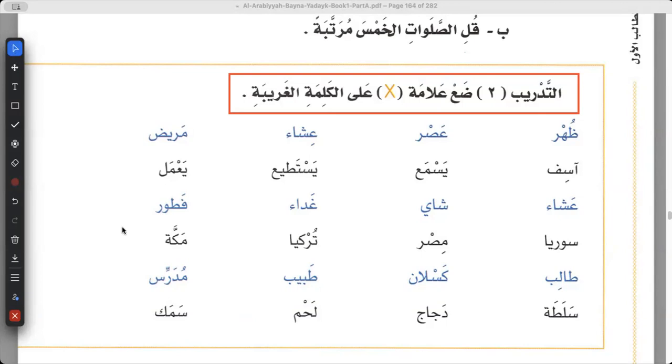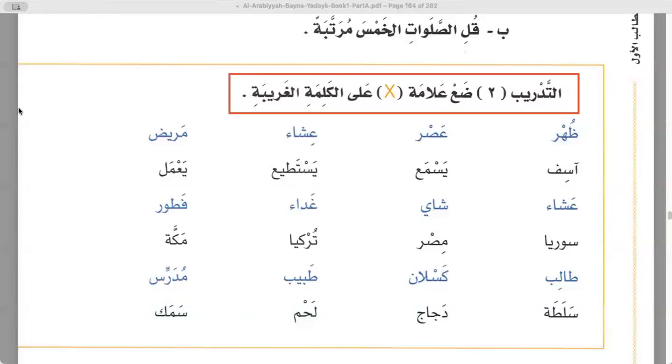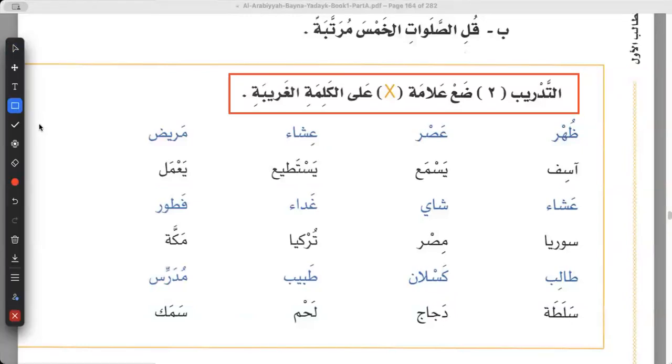Put a wrong sign, X, on the strange word. So we are going to look at a line. In that line, you tell us which of the words is not corresponding to the others. Which word is strange compared to the others?